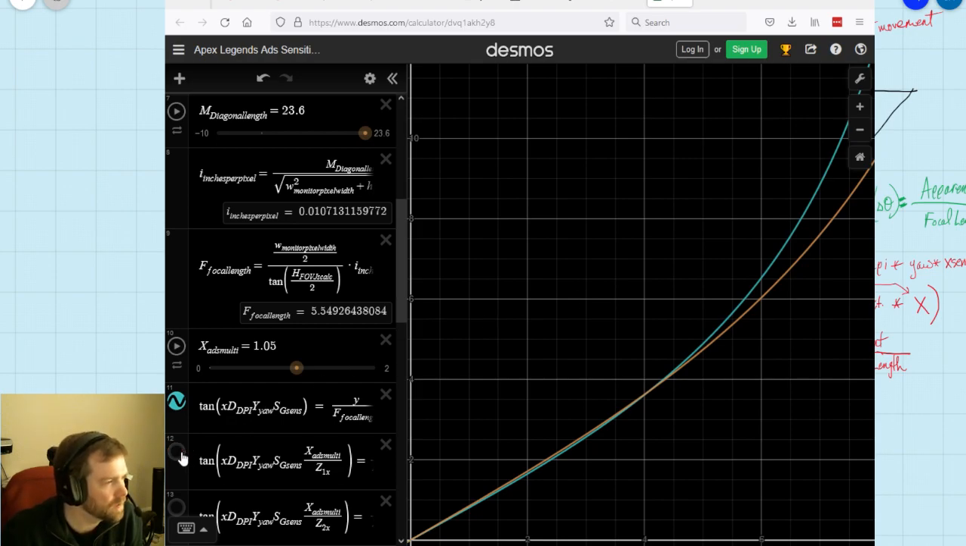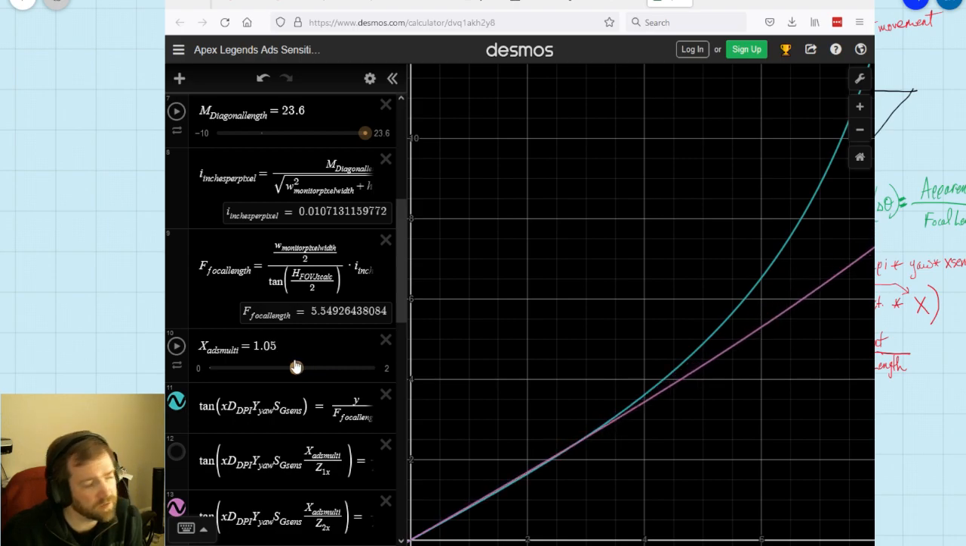Okay. Let me turn off 1, turn it to 2. Again, here you get much more deviation. Do you also get to change the sensitivity for every multiplier? Or for each zoom level? Or is it just the ADS multiplier?